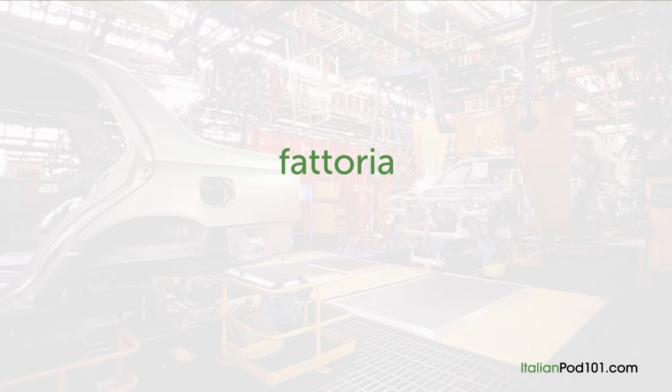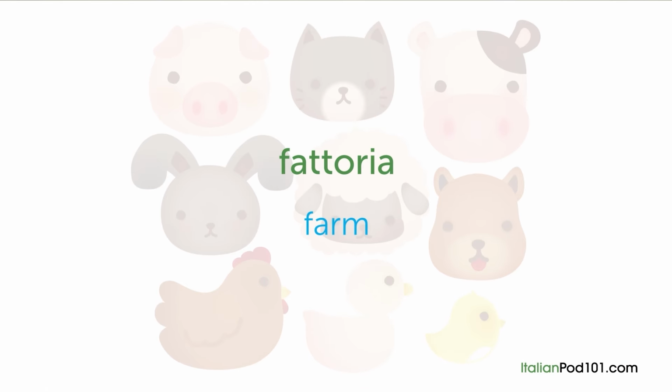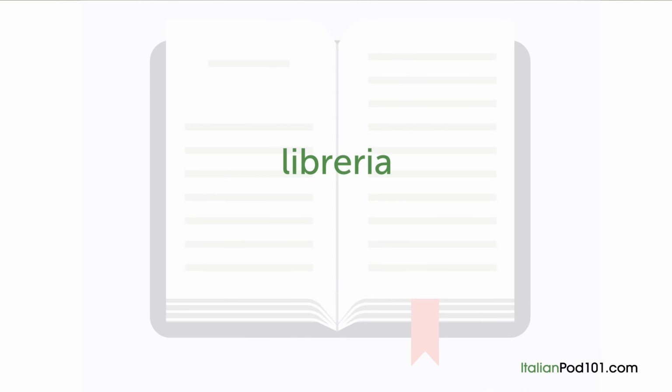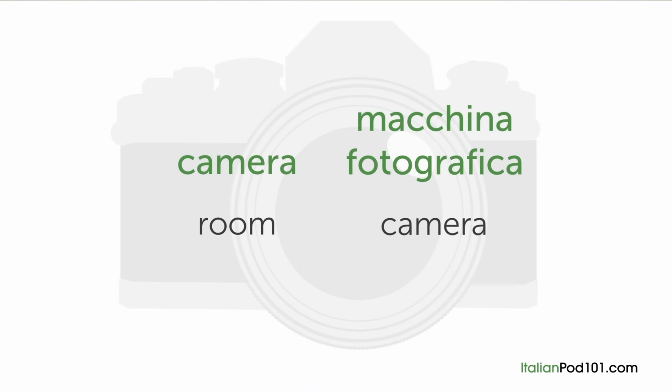And if you work in a factory, don't say you work in a fattoria. That means you work on a farm. If you are a librarian, don't work in a libreria, because that's a bookshop. So don't think that you can borrow books there for free. Make sure you don't offer to take pictures with your camera. That means room. You take pictures on your macchina fotografica.